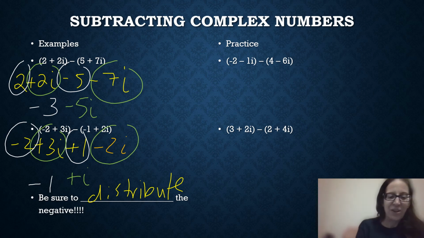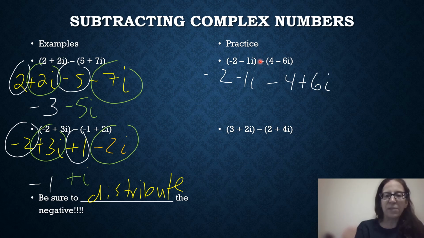All right, so for this first one, we have 2 minus 1i minus 4 plus 6i. So remember that subtraction gets distributed. So you have minus 4, and then with the 6i, it's minus a negative 6i, which means you're going to be adding the 6i. So check your own work.